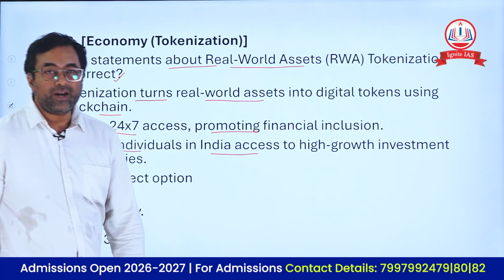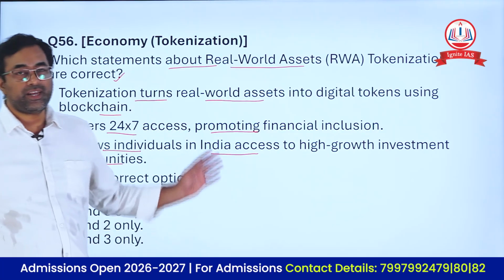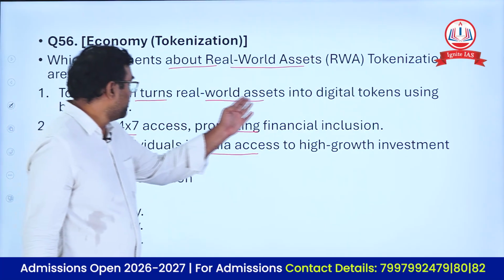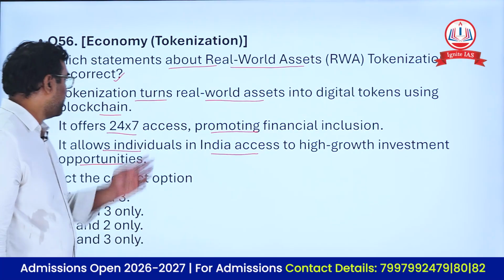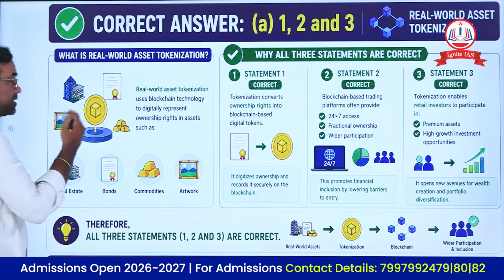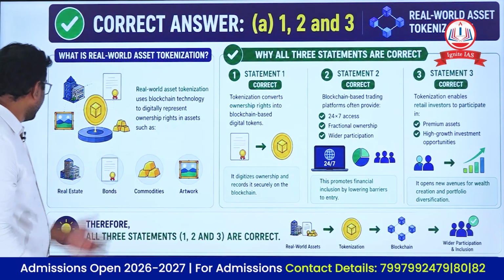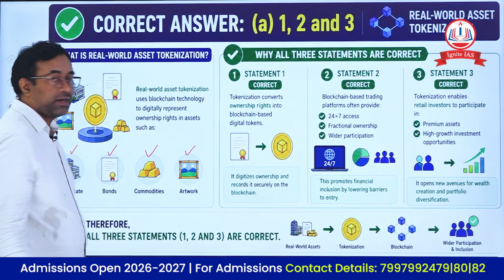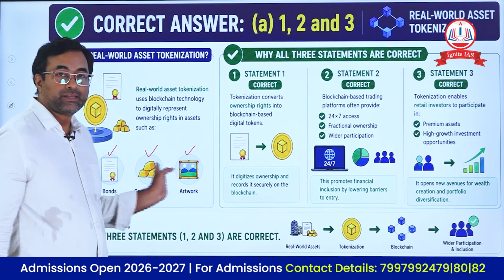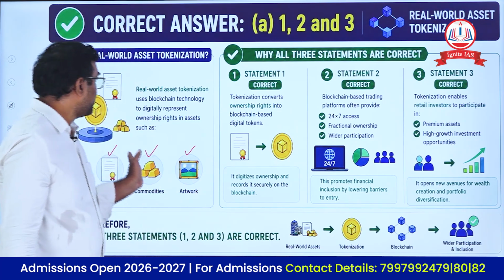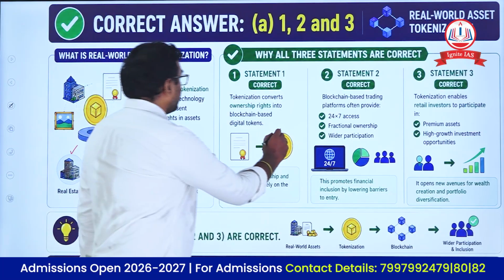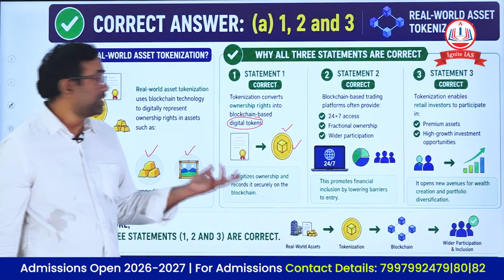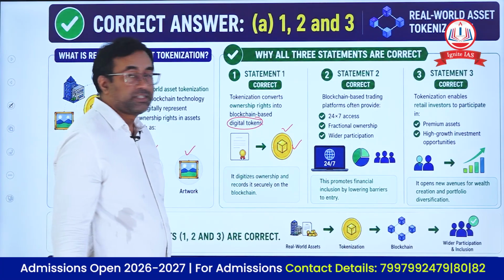So here you need to understand what is called tokenization. In the statement itself, they are saying tokenization is converting real world assets into digital tokens with the help of blockchain. Real world assets can be real estate, bonds, commodities, or any type of artworks. All of these are considered assets. You have certain ownership, and you can convert those assets into coins or digital tokens, so digital currency, with the help of a technology called blockchain technology. That is the reason the first statement is correct.